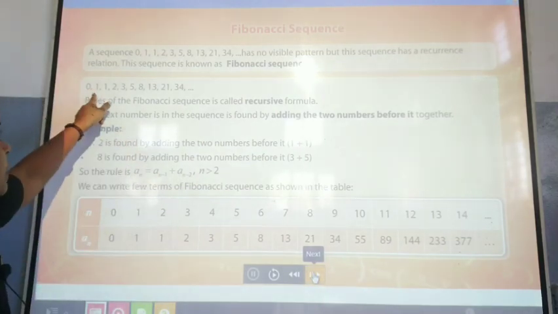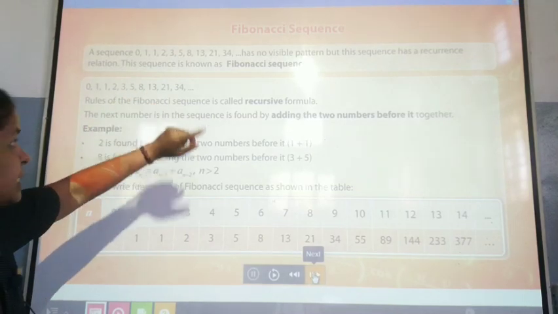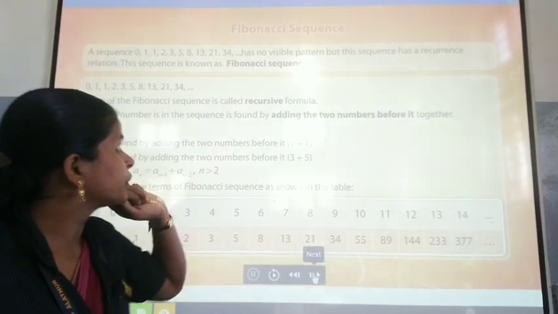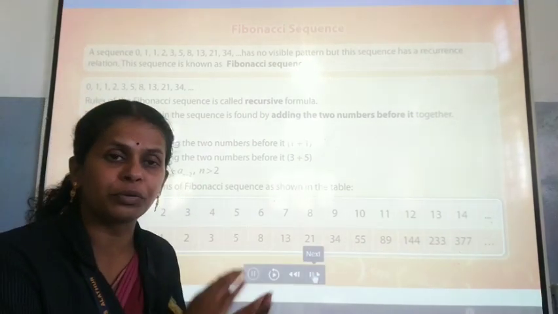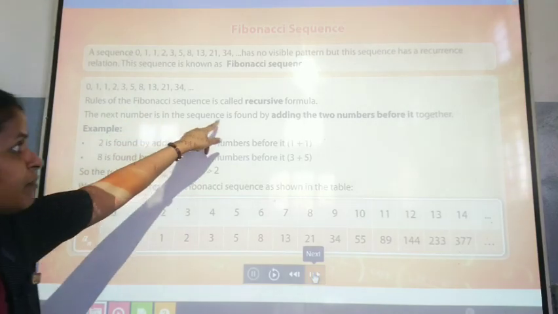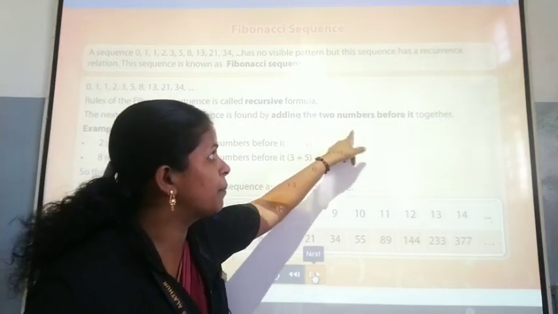Right? Okay. But 0, 1, 1, 2, 3, 5, 8, etc. Rules of the Fibonacci sequence is called a recursive formula. Okay. The recursive formula rules prakaram is sequence move cheyunnathu. So the next number in the sequence is found by adding the two numbers before it together.